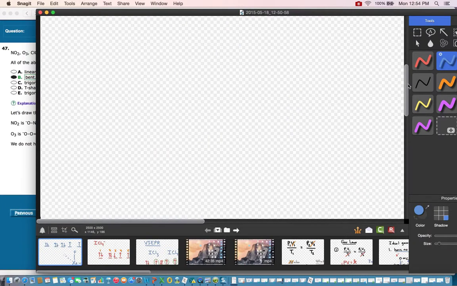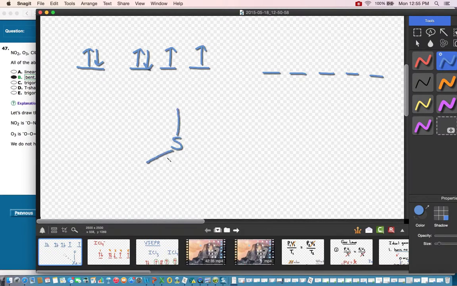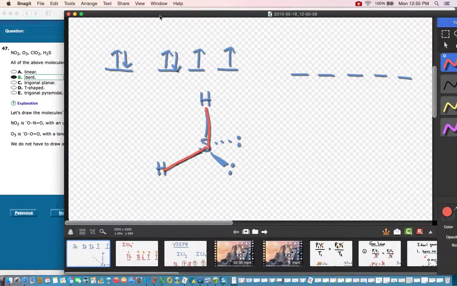Sulfur, of course, 3s2 because it's a third row element, 3p4. We're not going to show any hybridization even though we could for this element because it's only making 2 bonds. So sulfur has 4 areas of density that's going to be tetrahedral. Lone pair, H and H, it is bent. Best answer is bent, which is choice B.